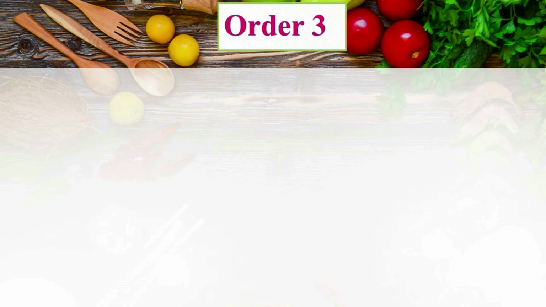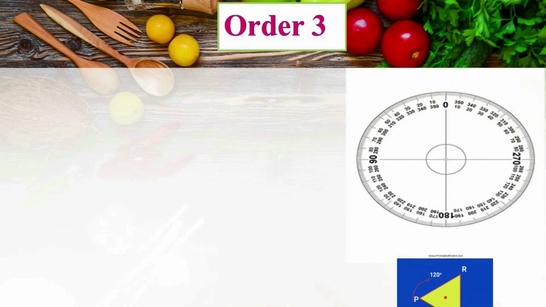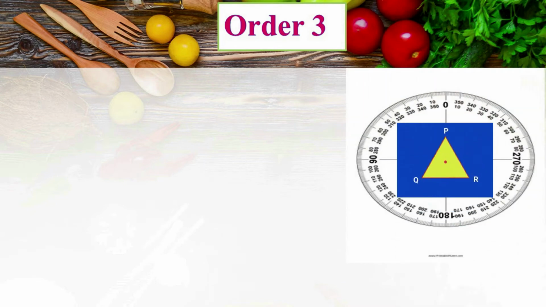Order 3. Let us take an equilateral triangle now as an example for order 3. Look at the picture. PQR is an equilateral triangle. On the first move, P is rotated to 120 degrees. On the second move, it is rotated to 240 degrees. On the third move, we have completed one full rotation. We got 3 original positions on one full turn.